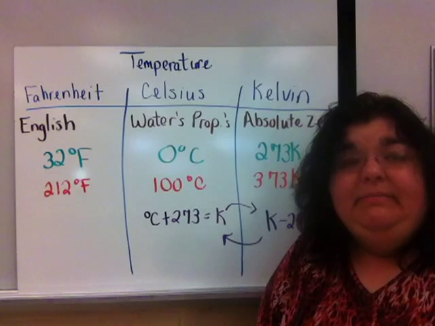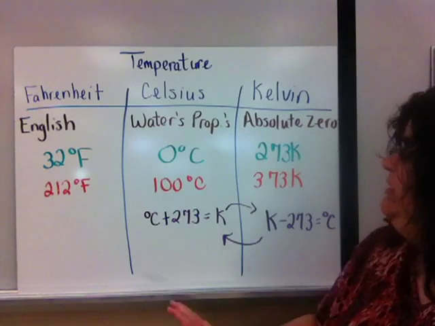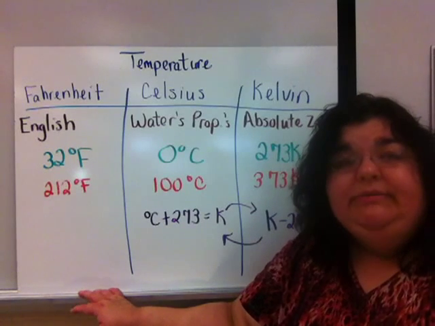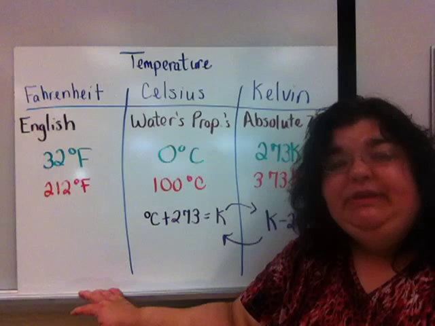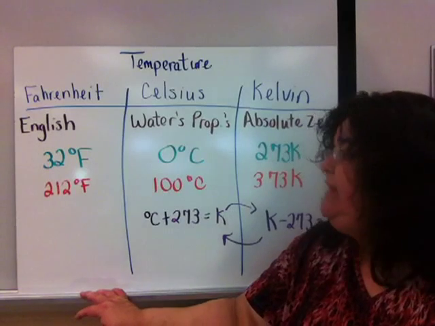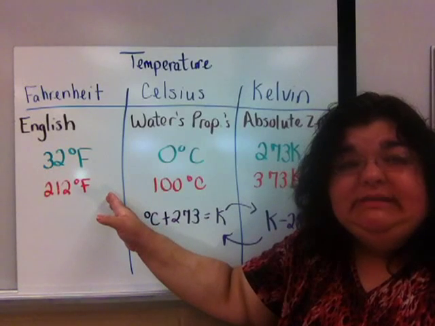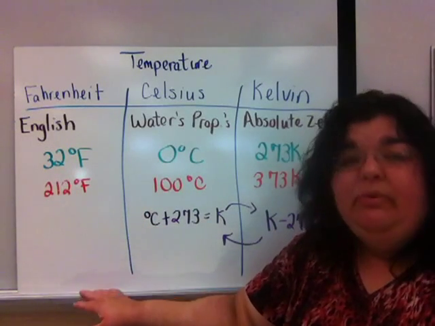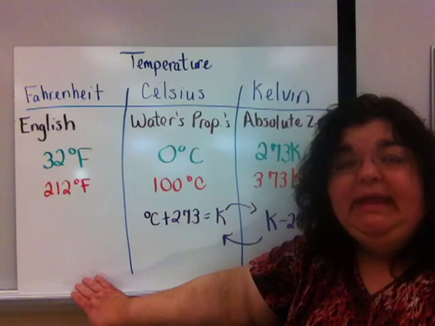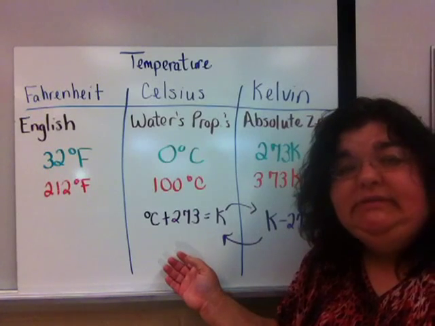Temperature can be measured in 3 different scales. We have Fahrenheit, Celsius, and Kelvin. Now Fahrenheit is based off of the English system, and it's what we use in America. But it's not very useful to us in science because there's not an easy relationship from Fahrenheit to Celsius or Kelvin. So you know that water freezes at 32 degrees Fahrenheit, and you know it boils at 212 degrees Fahrenheit, but we are not going to be using Fahrenheit in our classroom. If we are measuring temperature, we will use the Celsius scale.